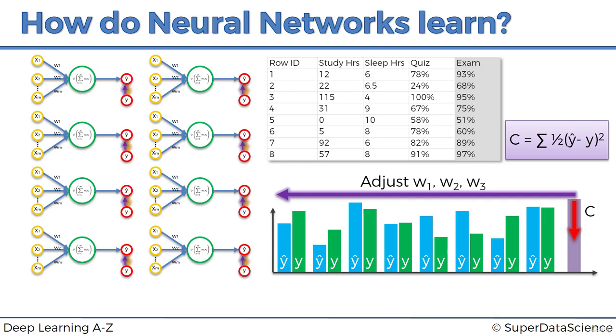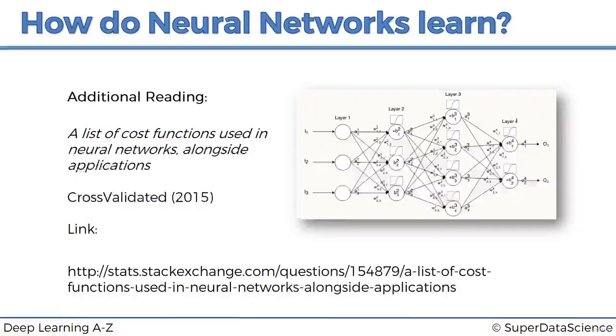So some additional reading that you might want to do for the cost function, and I know we just talked about one, and there are many different ones. A good article is located on Cross-Validated. It's called A List of Cost Functions Used in Neural Networks Alongside Applications. So the URL is there, but you can just Google for that exact search phrase, and this one will be the first one that pops up. It's actually got some good examples in application or use cases for different cost functions. So if you're interested to learn more about cost functions, check out this article.